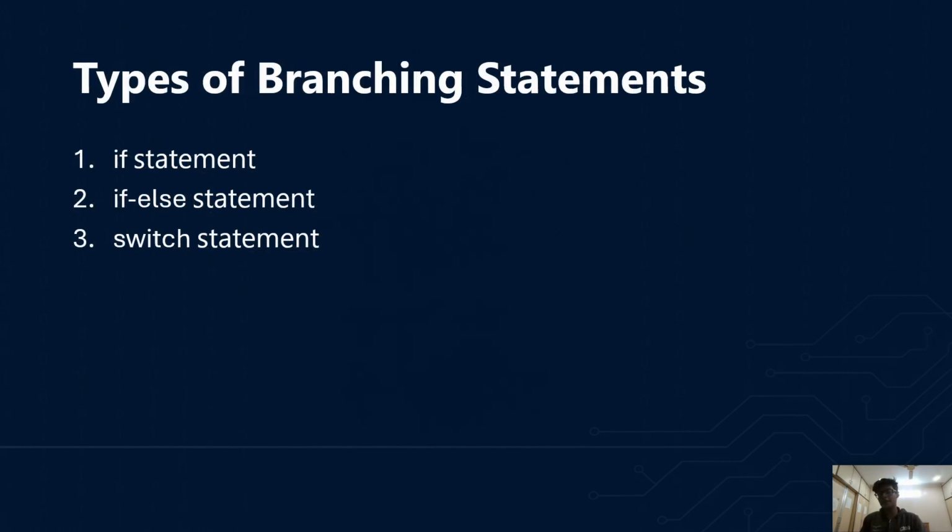Three types of branching statements in C: if statements, if-else statements, switch statements. Let's look at each one in detail.